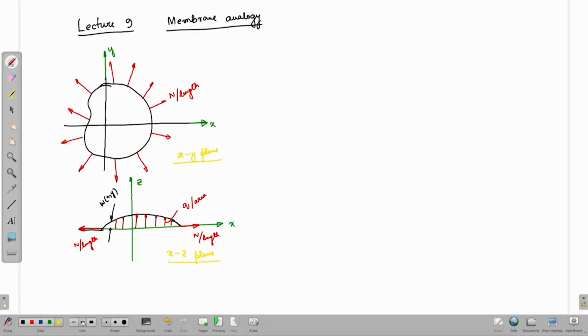Hello, welcome back to lecture 9 of Aerospace Structural Analysis. We will continue with the membrane analogy that we started in the last class. So, membrane analogy, as I mentioned, is a technique similar to a technique which can be used to solve the problem of torsion of circular cross section shaft, as we have done using Saint-Venant's theory and Prandtl stress function.